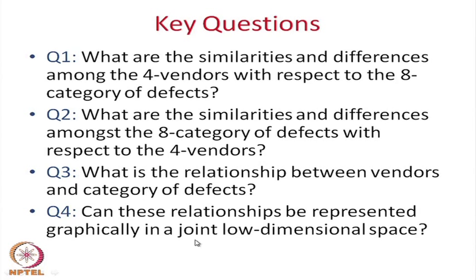So, but again when we are measuring the defects category, each category with respect to vendor is a 4 dimensional issue. Now, the question is: the more the dimensions, the more the complexity, and it is very difficult to make decisions. So, what do we require? We require to reduce the dimension as well. That is the fourth question: can this relationship be represented graphically in a joint low dimensional space?